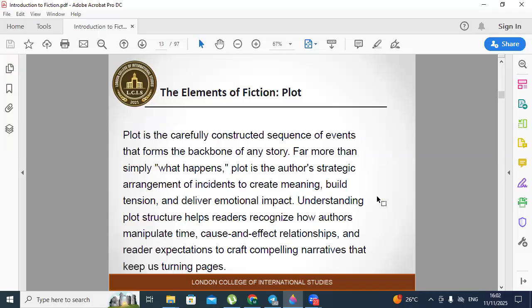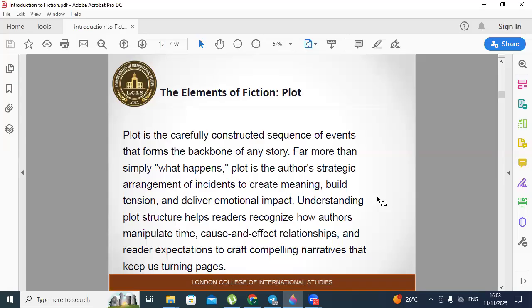The elements of fiction: plots. Now we turn to fiction's fundamental elements, beginning with plots. Plot is a carefully constructed sequence of events forming any story's backbone. This seems simple. Plot is what happens, but it's far more sophisticated than that. Plot is the author's strategic arrangement of incidents to create meaning, build tension, and deliver emotional impact.